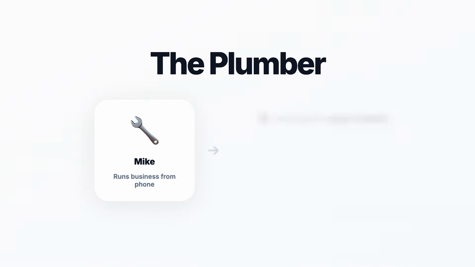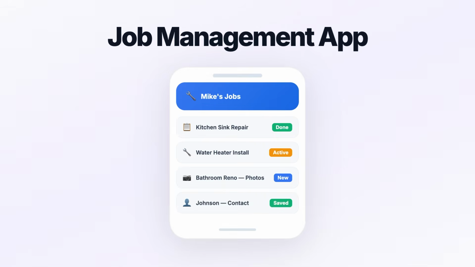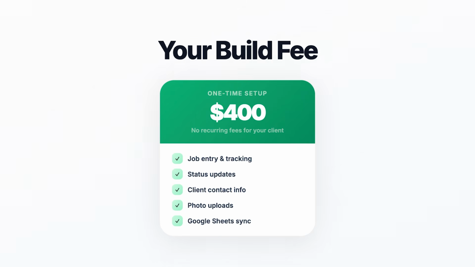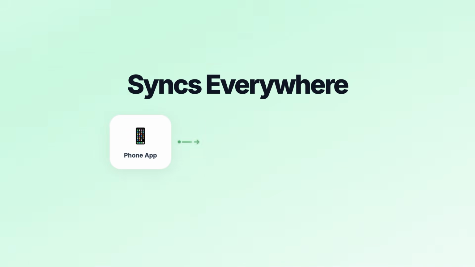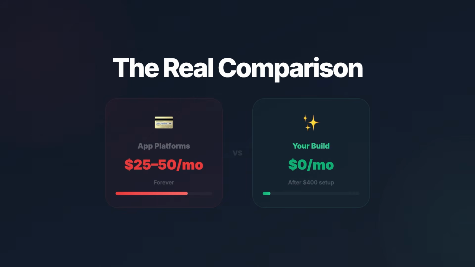A plumber runs his entire business from his phone, but still uses a notebook to track jobs. You build him a simple job management app through Google AI Studio in under an hour. Job entry, status updates, client contact info, photo uploads. It syncs to a Google Sheet so he can see everything on desktop too. You charge him $400 for the build. Most app platforms would charge him $25 to $50 a month just to host that same tool. Your version costs him nothing after the initial setup fee.